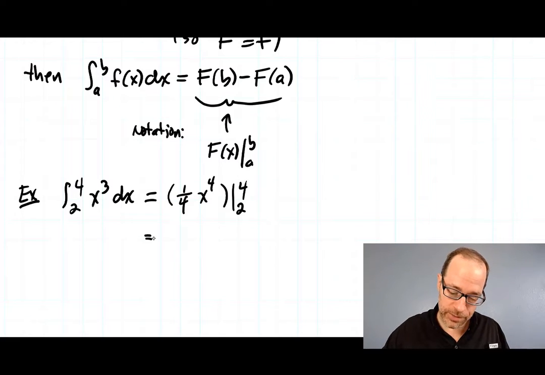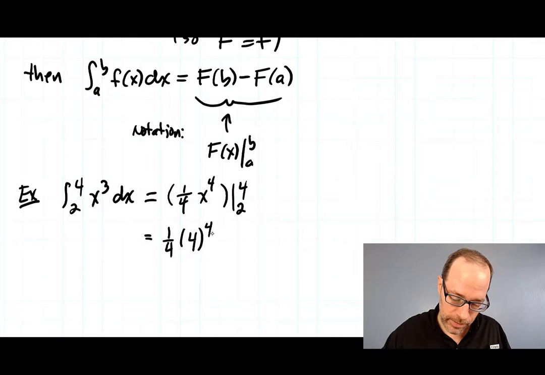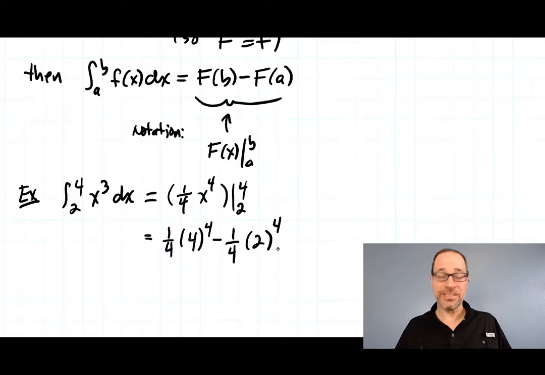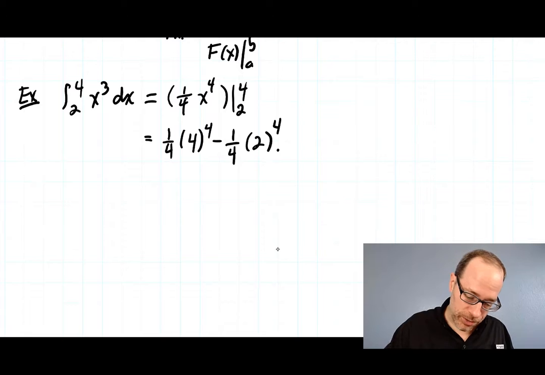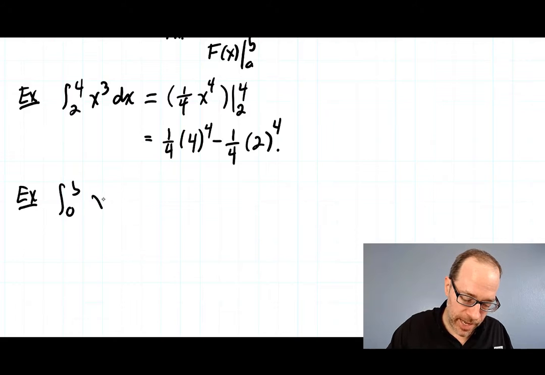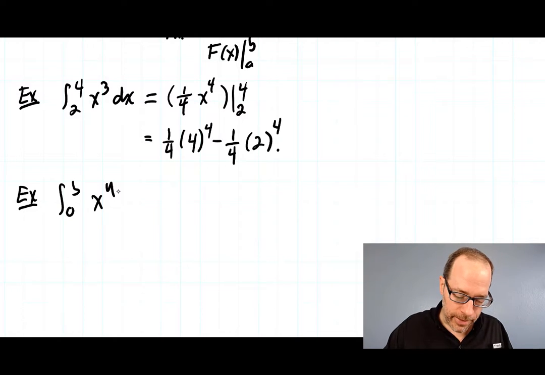Which means, first of all, we change the x to a 4. And then we subtract off when we change the x to a 2. And so you can simplify that, but that's the answer. Okay. You can also do very generic integrals. For instance, the integral from 0 to b of x to the n dx.